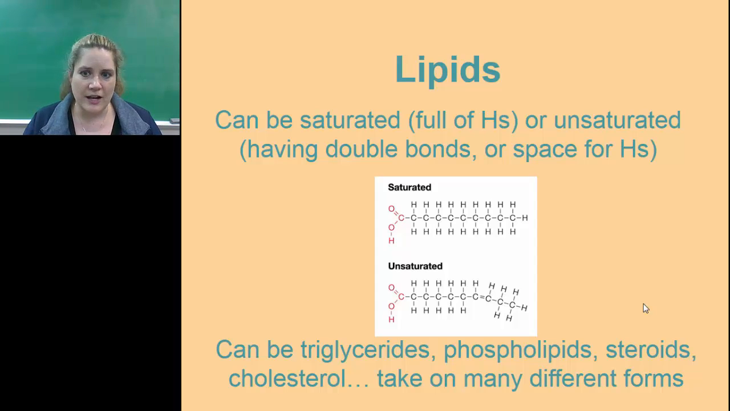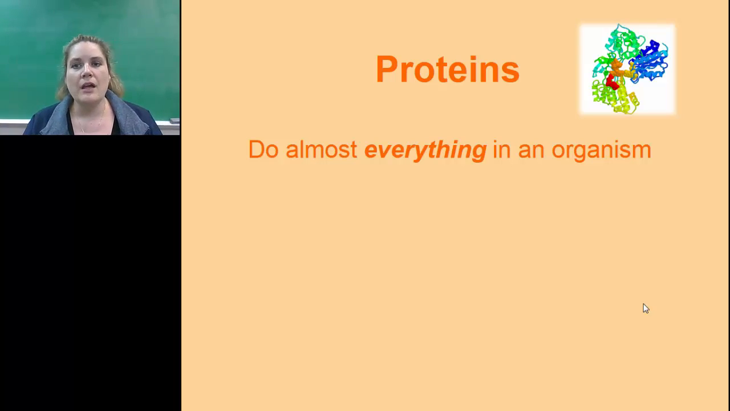We can have triglycerides as a type of lipid. We can have phospholipids. We can have steroids. We can have cholesterol. There are a bunch of different forms of lipids. Proteins.